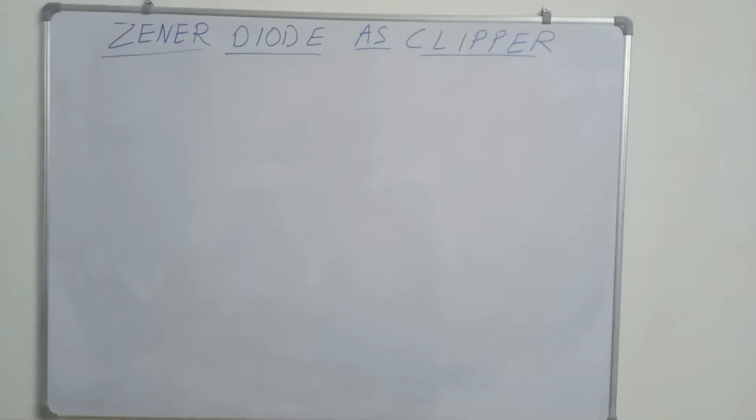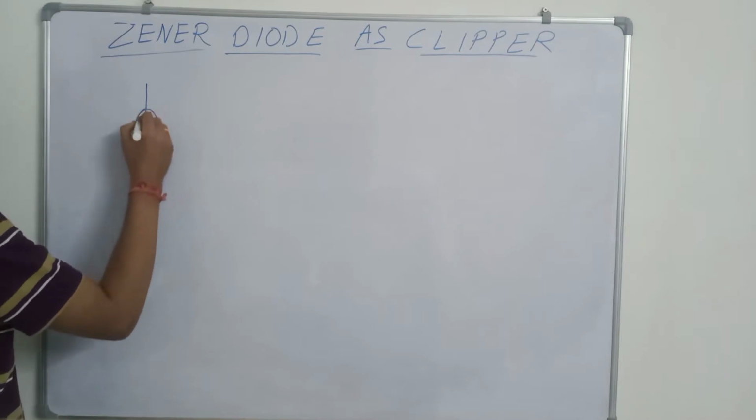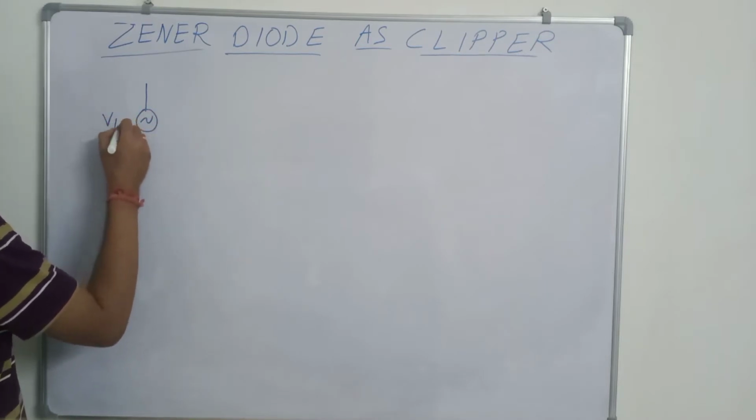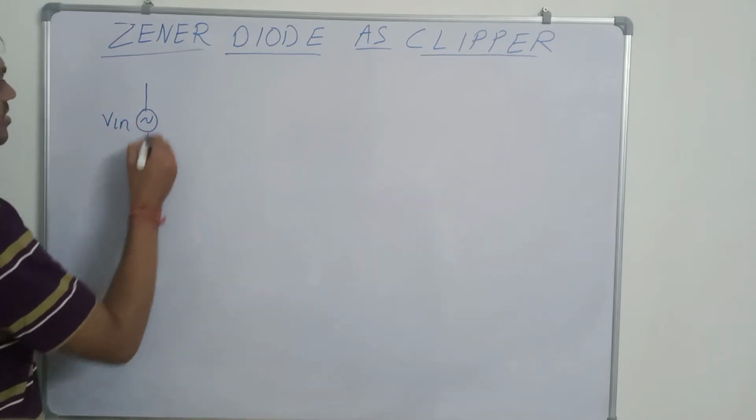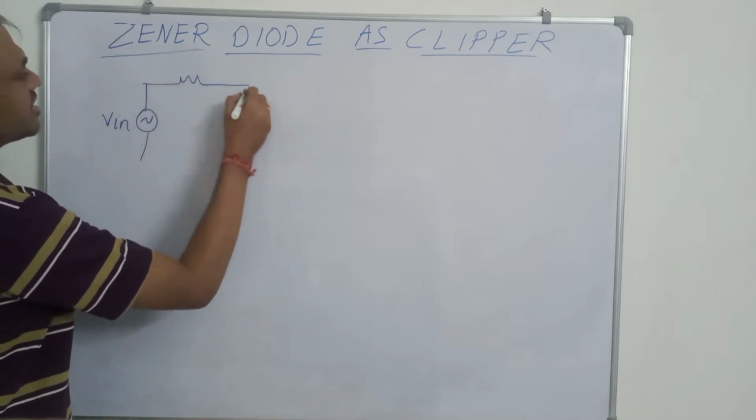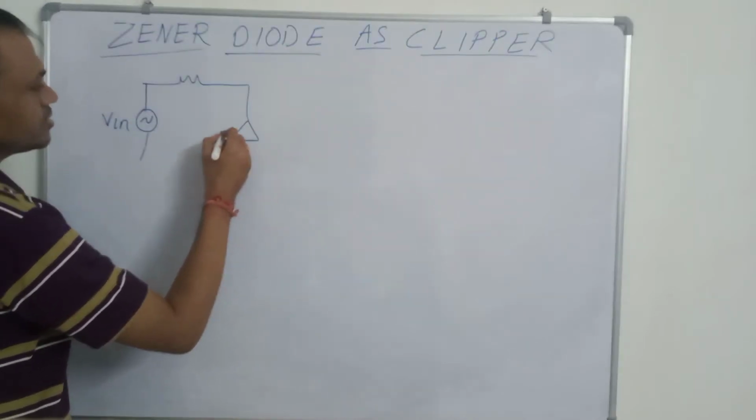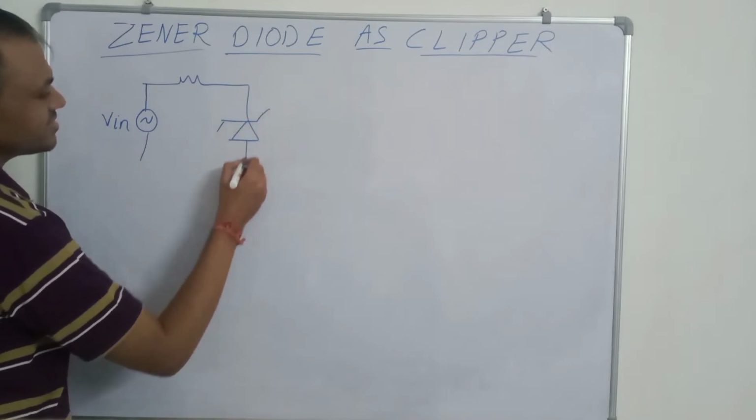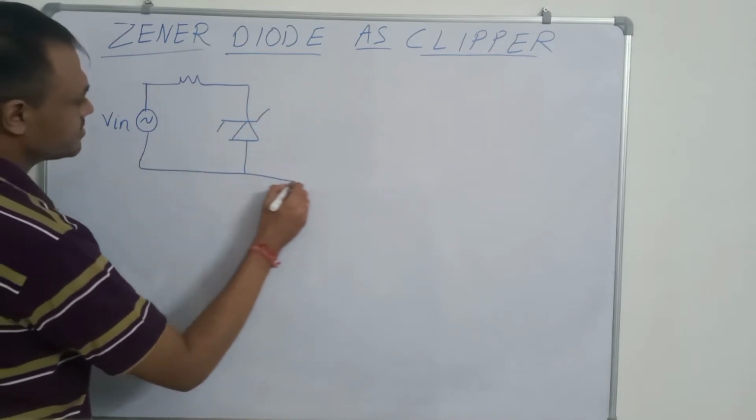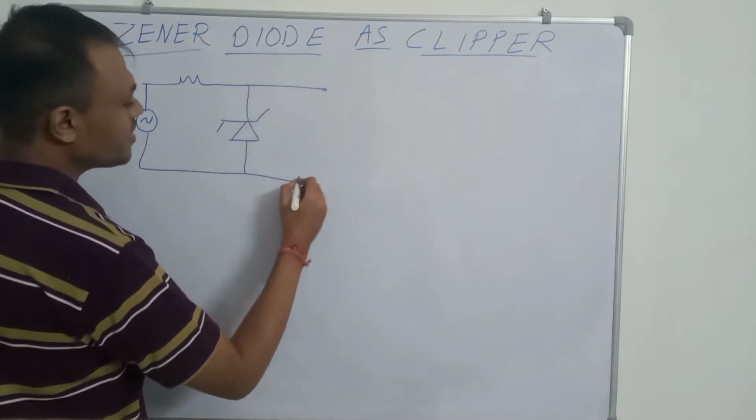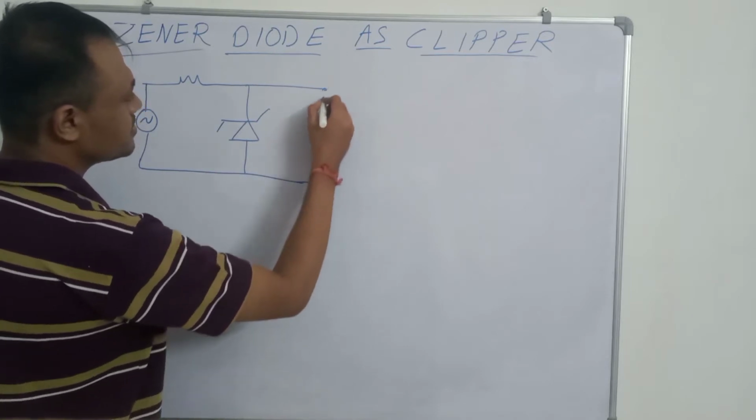So in this video we will study Zener diode as a clipper. Basically this is the circuit: this is the input voltage, this is the resistance and this is the Zener diode. The Zener diode symbol is like this, and from here we are taking the output.